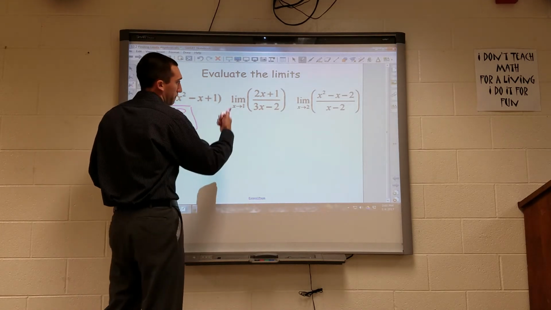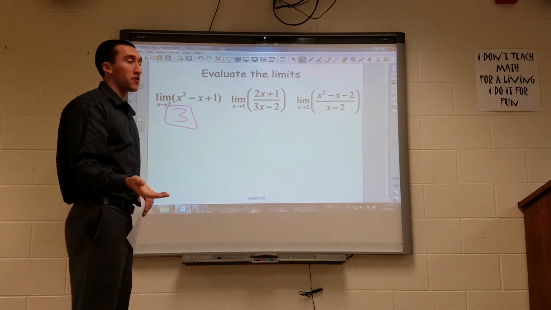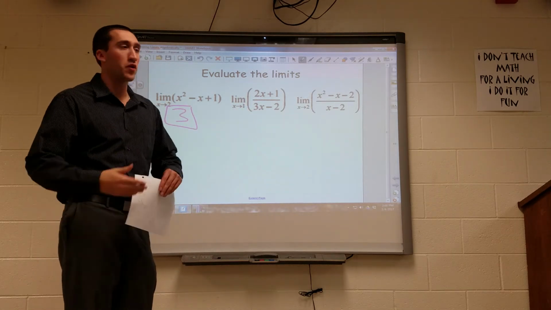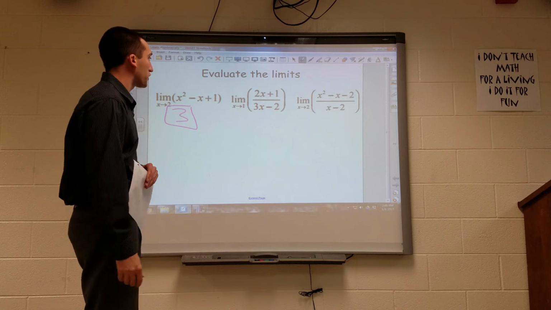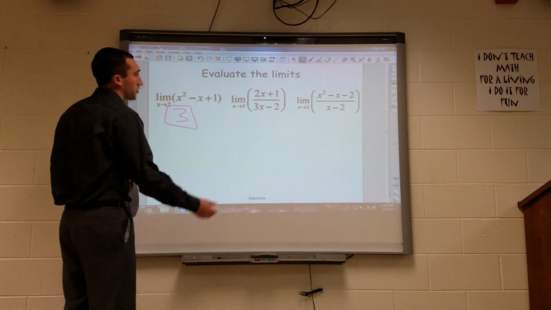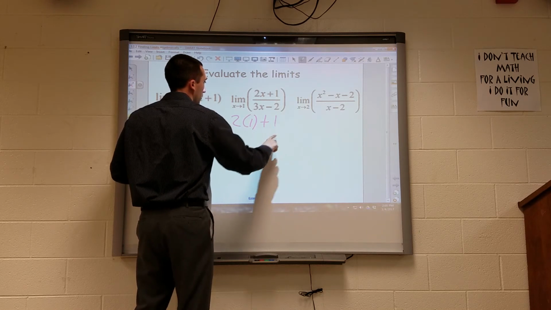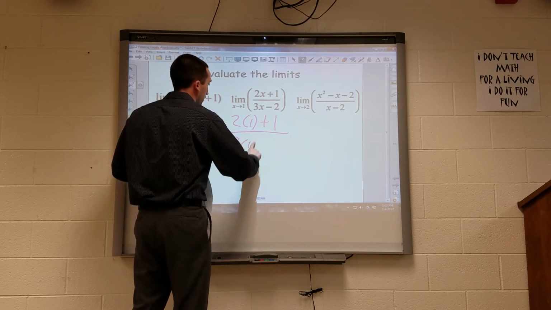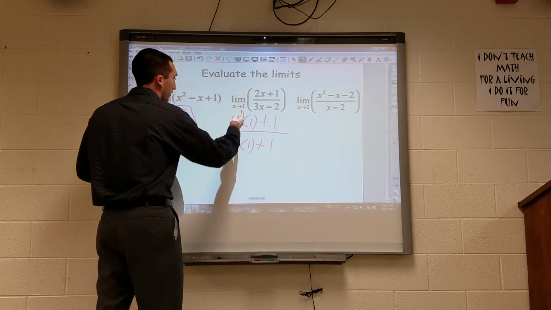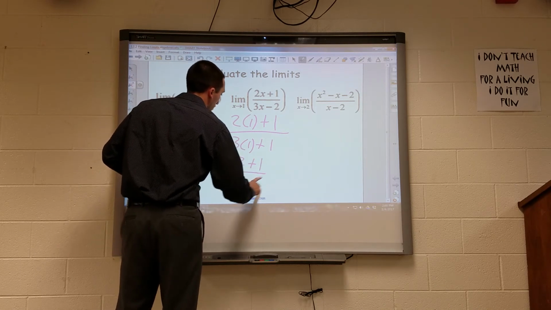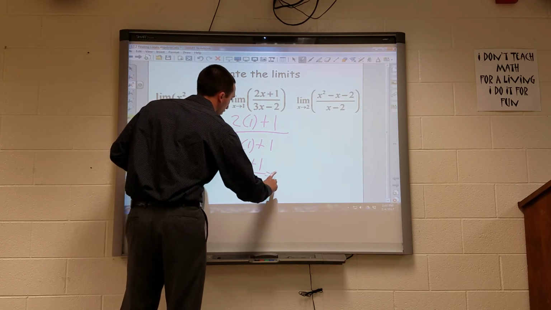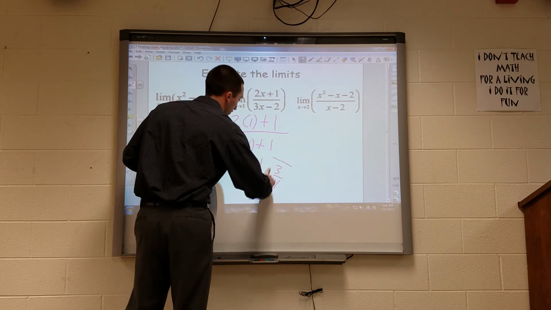Likewise here, if you plug a 1 in, you're going to get a value, right? So 1 is part of the domain. 1 exists in the x values of that function. So I can go ahead and substitute it right in. So that's 2 times 1 plus 1 over 3 times 1 plus 1. And so that gives me 2 plus 1 over 3 plus 1, which is 3/4.